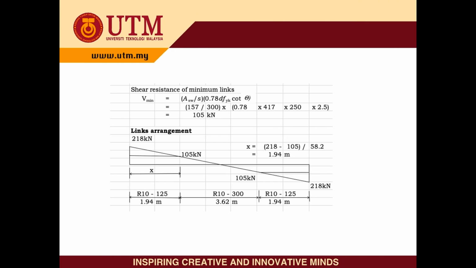We have already designed the spacing for the vertical link and also the minimum link. So the problem now is how to arrange the links and what is the total distance required by the vertical link. Therefore, we need to find Vmin. Vmin is the distance. By determining the Vmin, we can get the distance where the minimum link starts.